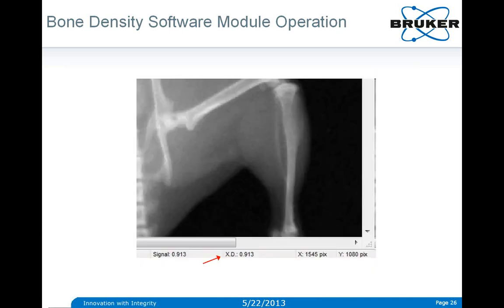If you want to check to see that your system has been X-ray calibrated, the software will tell you if you try to analyze an image and it hasn't been calibrated. But you can also, after acquiring an X-ray image, look down in the bottom right-hand corner of the display. If the system has been calibrated for X-ray density, we will have an X-ray density unit in the bottom right-hand display.